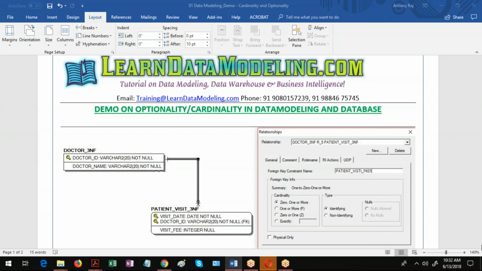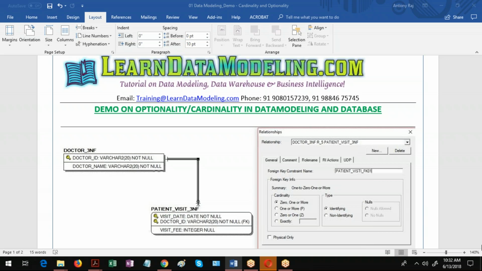Here, when you design an OLTP data model, there are three things which are very, very important, and it is utmost important for every data modeler to understand the concept. Those three things are optionality, cardinality, and normalization.